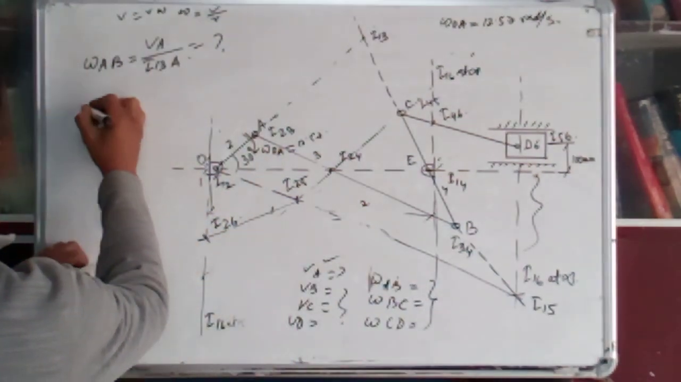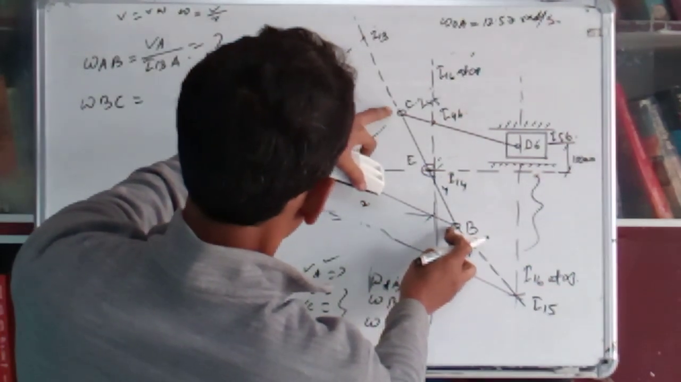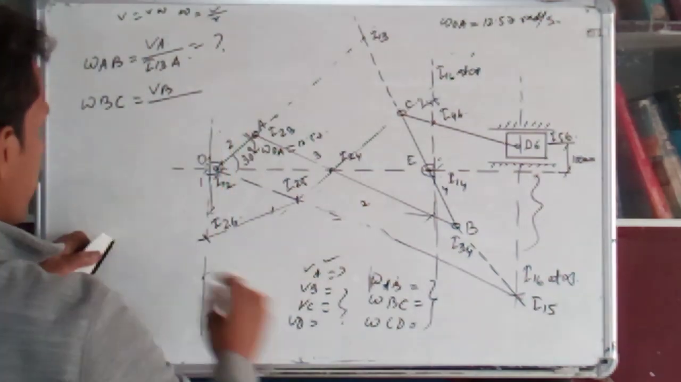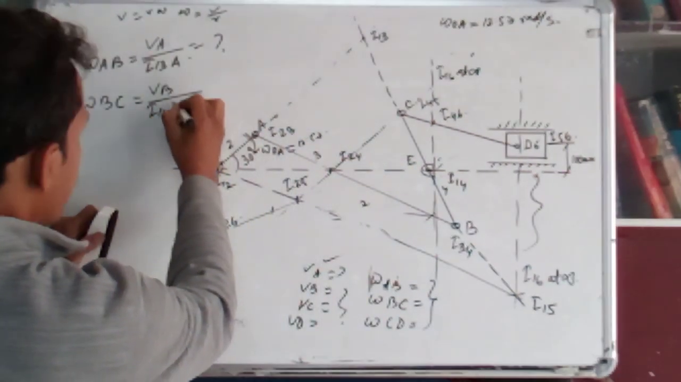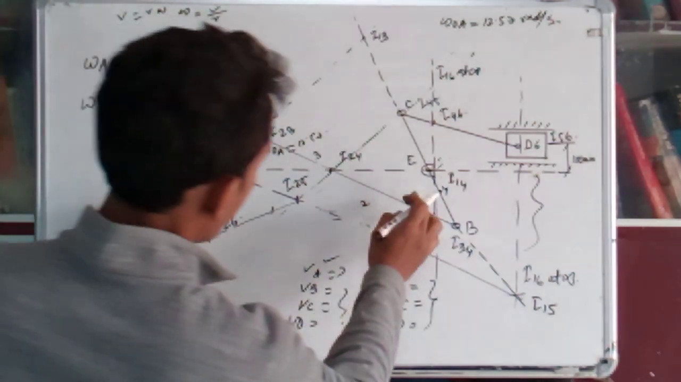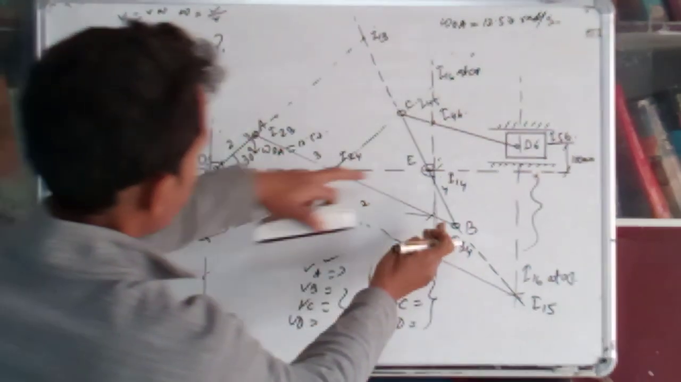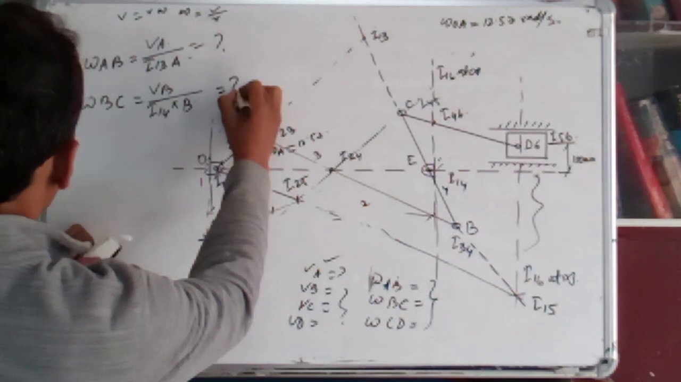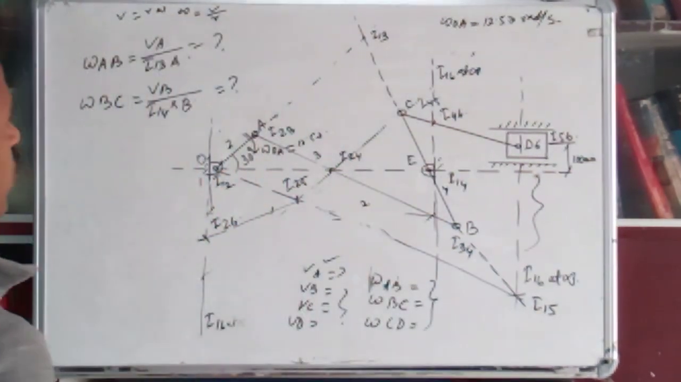Then omega BC. Omega BC is again VB divided by the radius, that is the distance I14B. So we can find the angular velocity of that link.